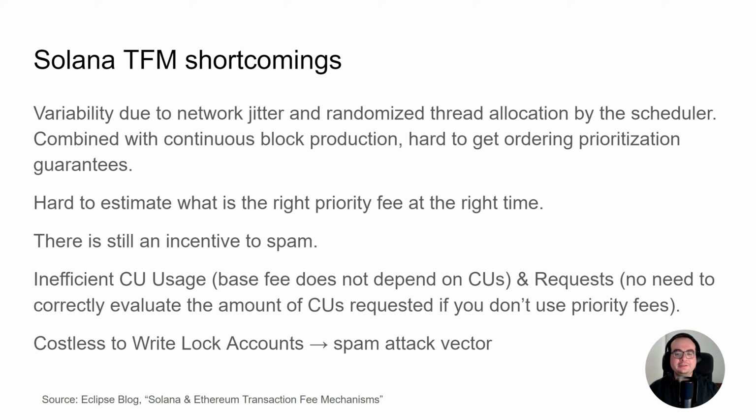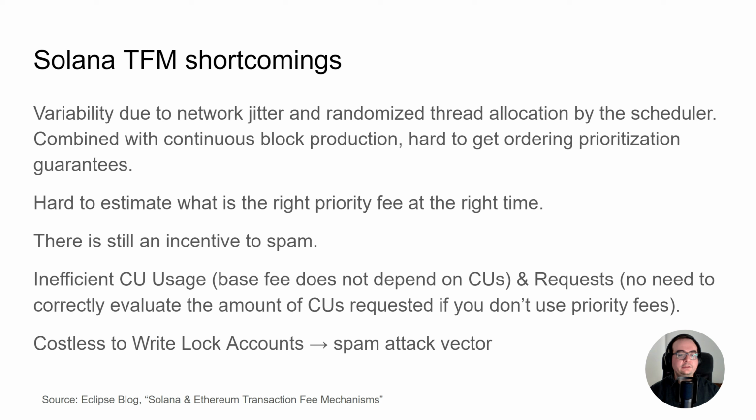So when you send a transaction, normally one would expect that you should be incentivized to calculate and tell the network what is the maximum limit of compute units that you need, and that's it. You don't want to waste compute units. But here, if you don't use priority fees, there is no need to do this.